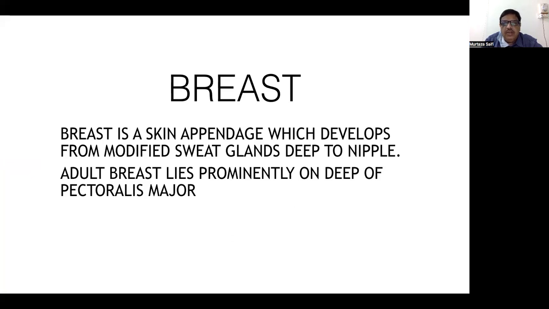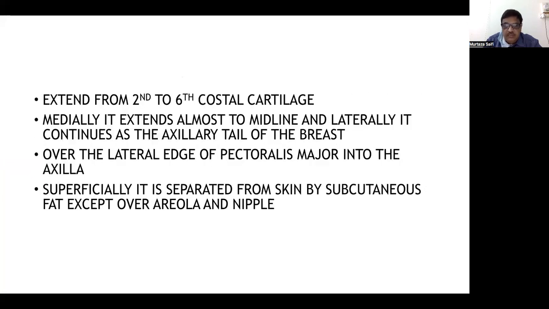Breast is a skin appendage which develops from modified sweat gland deep to nipple. Adult breast lies prominently on deep of pectoralis major. So it's present on the pectoralis major. It extends from second to sixth costal cartilage on the chest wall.